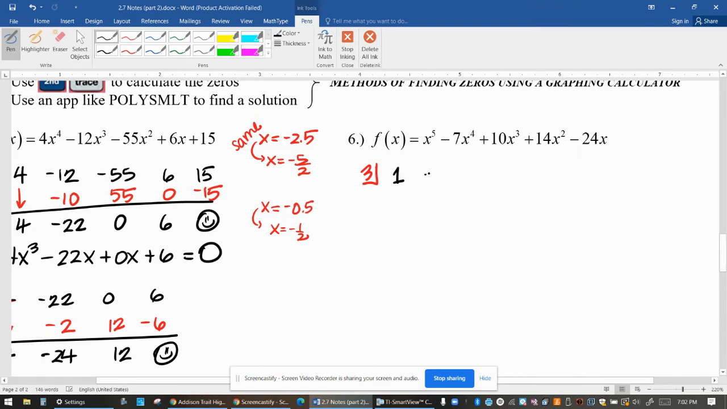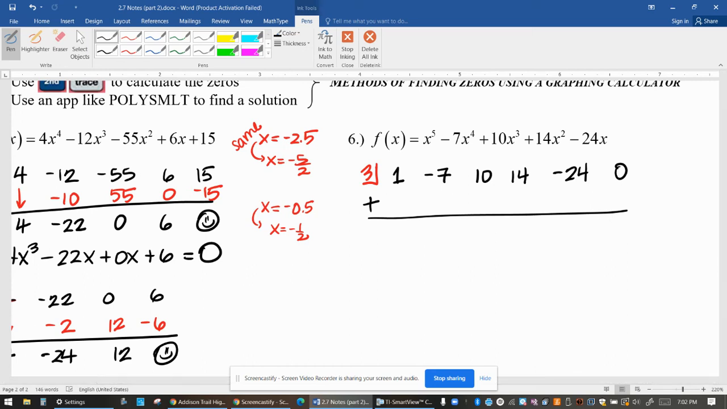So set up your coefficients. Remember, if you're missing any of them, you want to fill them in. So I am, in fact, missing the constant term, so I'm going to go ahead and fill it in with a 0. Okay, go ahead and pause the video. Push play when you're ready and you're done with your synthetic.